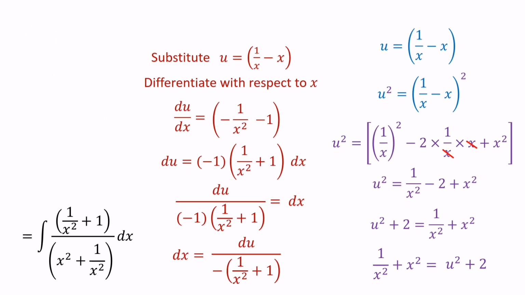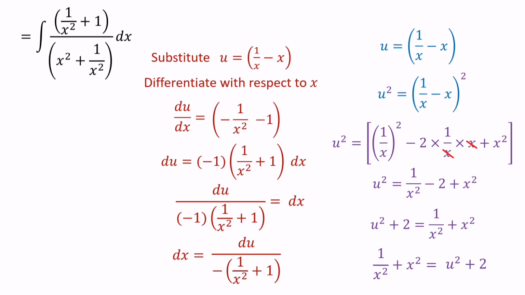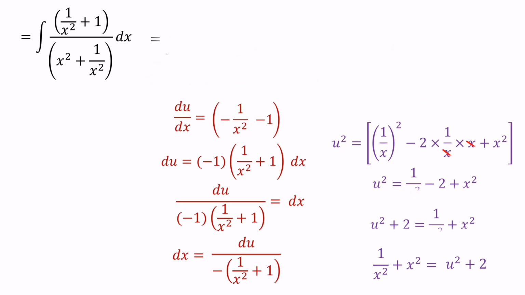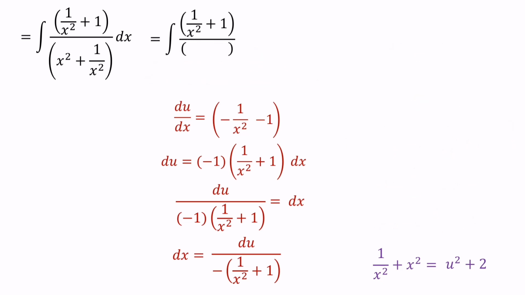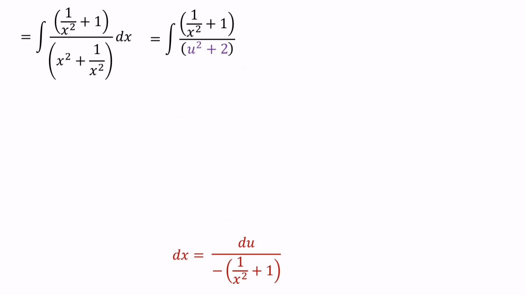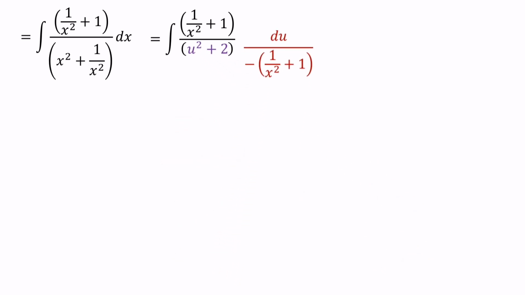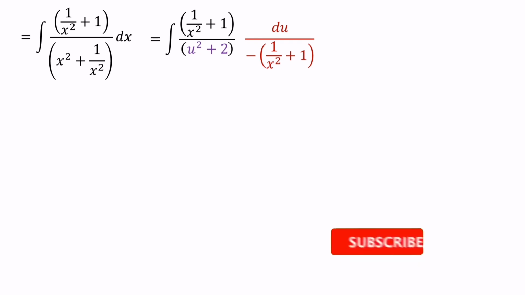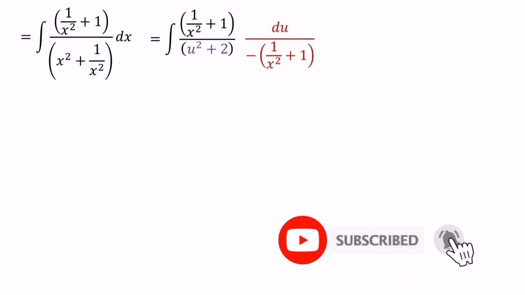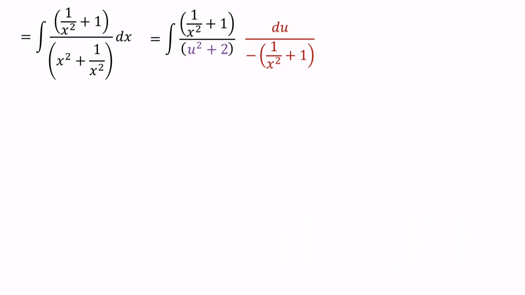Let's move to the integration part. Instead of the x squared plus 1 over x squared value, we can substitute u squared plus 2. Instead of the dx value, we can substitute du over minus within bracket 1 over x squared plus 1. After that, we can cancel out the numerator value 1 over x squared plus 1 against the denominator value 1 over x squared plus 1. Then we can get the result integral 1 over u squared plus 2 du over minus 1.